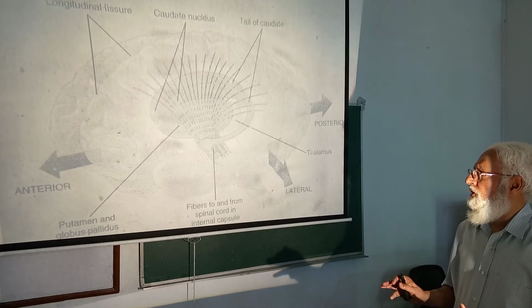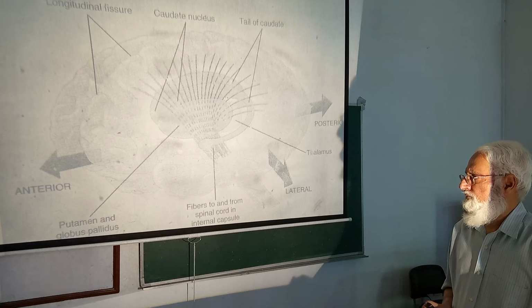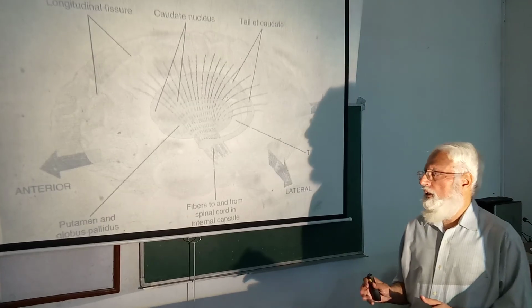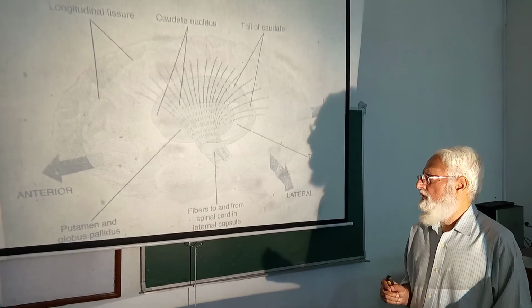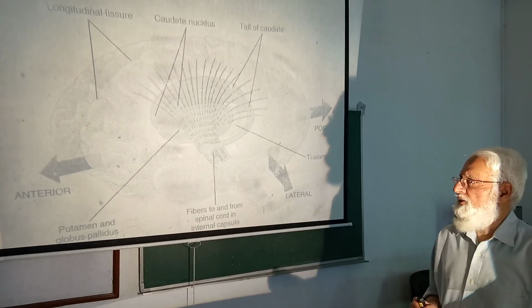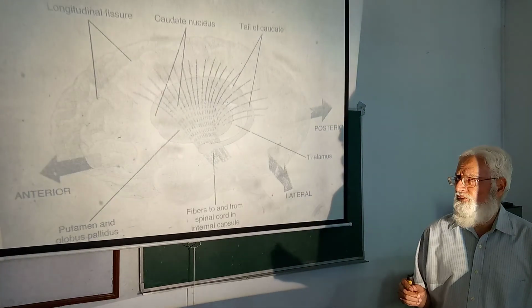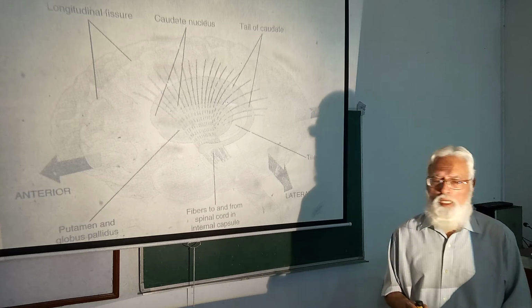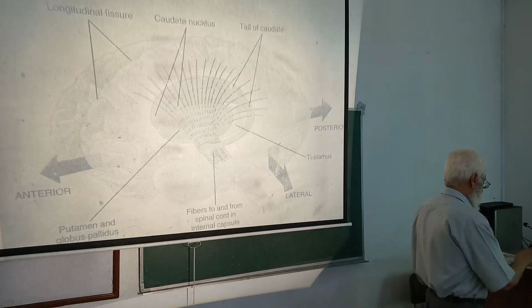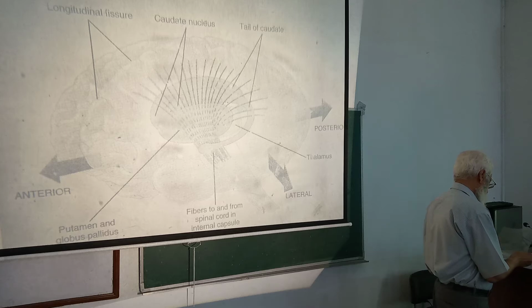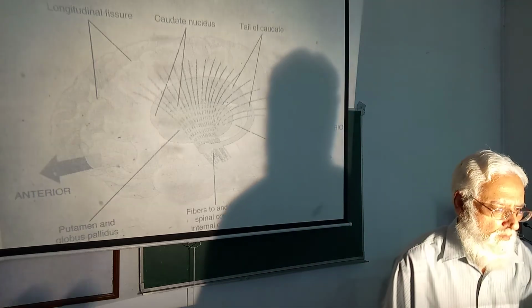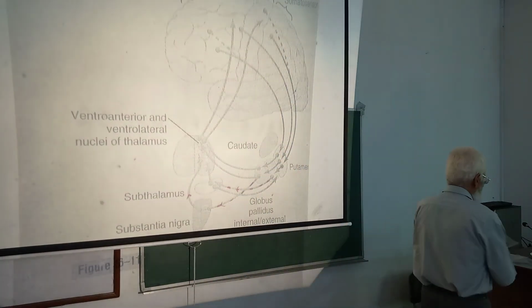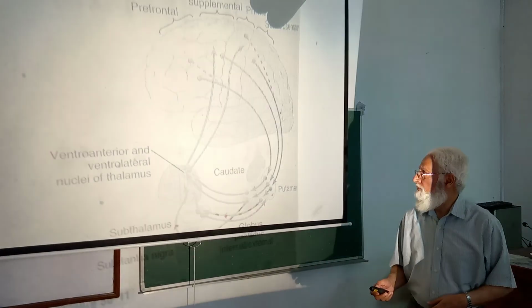Basal ganglia have got multiple connections. In the connections of basal ganglia, two circuits are important: the putamen circuit and the caudate circuit. This is the putamen circuit.